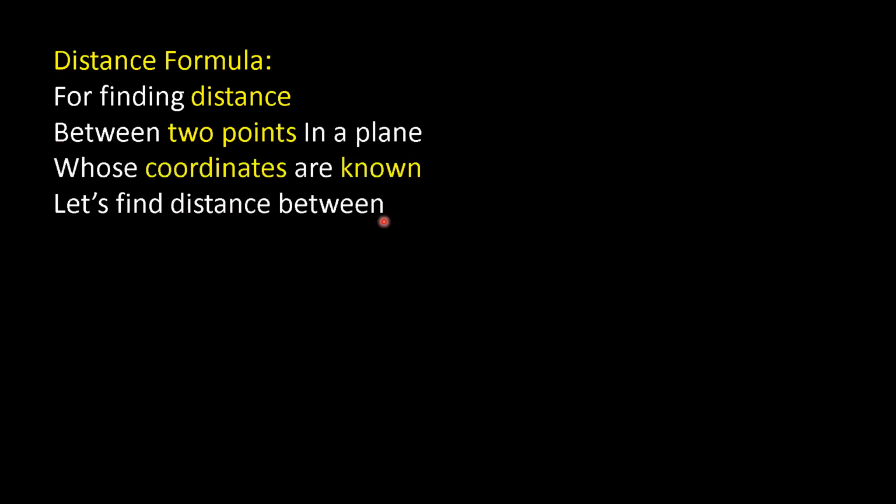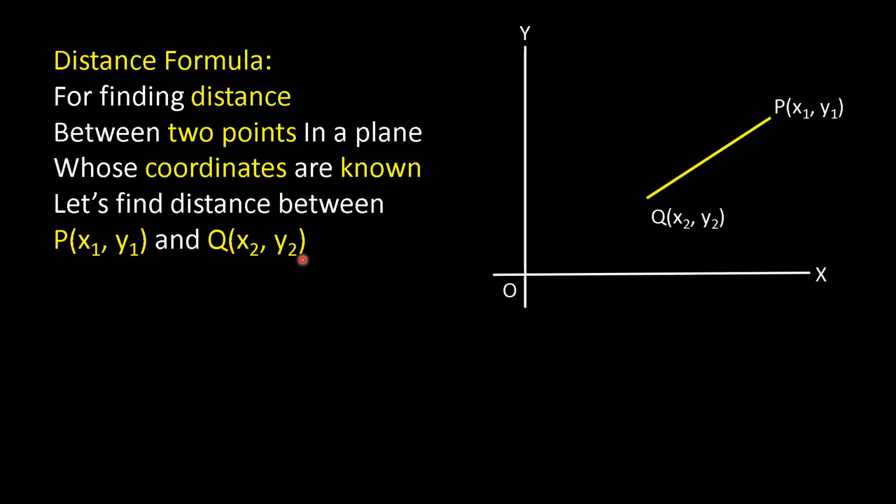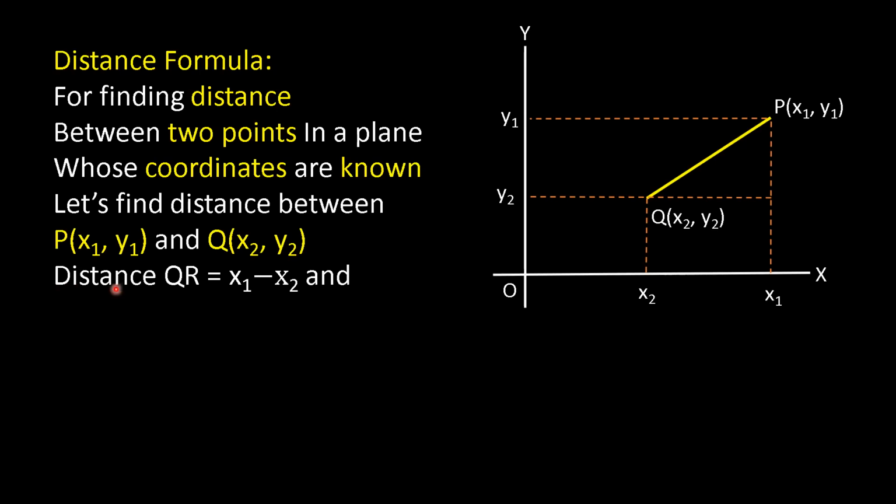Let us find the distance between P(x1, y1) and Q(x2, y2). So we have these 2 points and we have to find the distance between these 2 points, that is distance PQ. We have distance QR as x1 minus x2. So this distance QR will be x1 minus x2. Distance RP will be y1 minus y2.